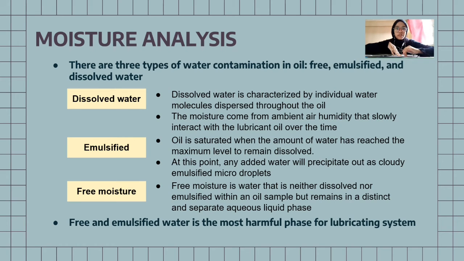And the last one is the free moisture, where the free moisture is water that is neither dissolved nor emulsified within an oil sample but remains in a distinct and separate aqueous liquid phase. So free moisture and emulsified water are the most harmful phases for a lubricant system.